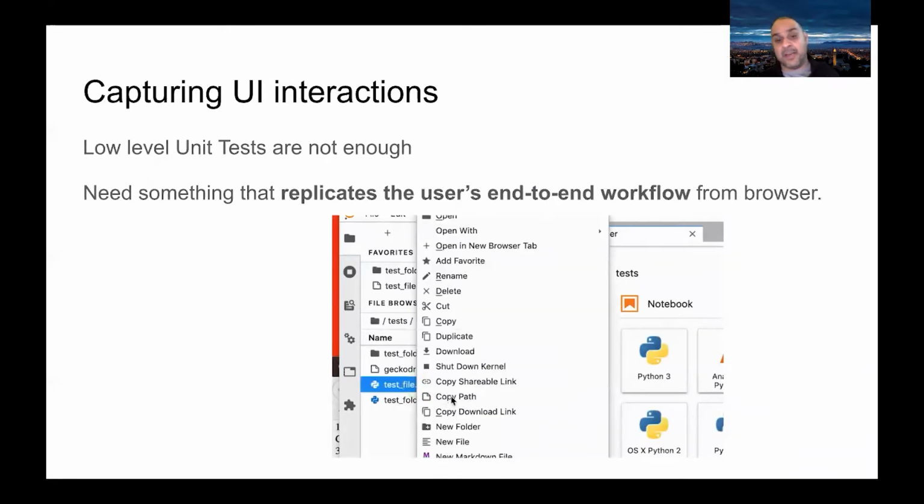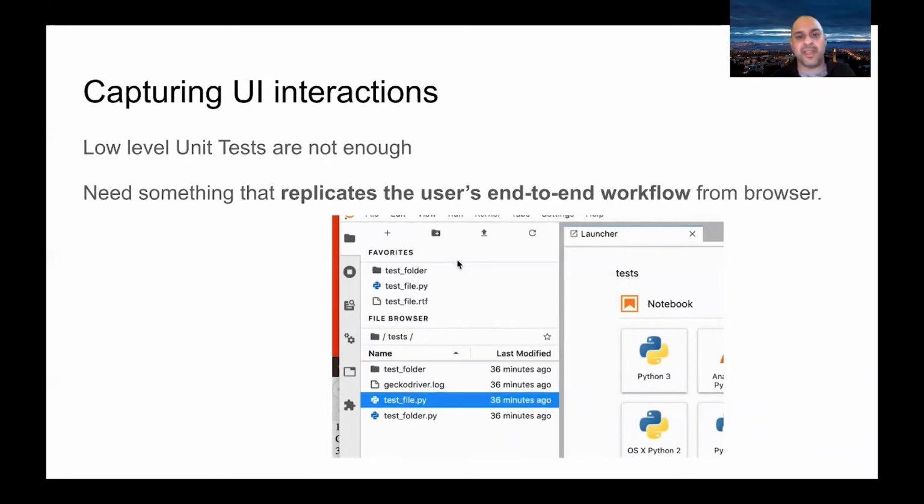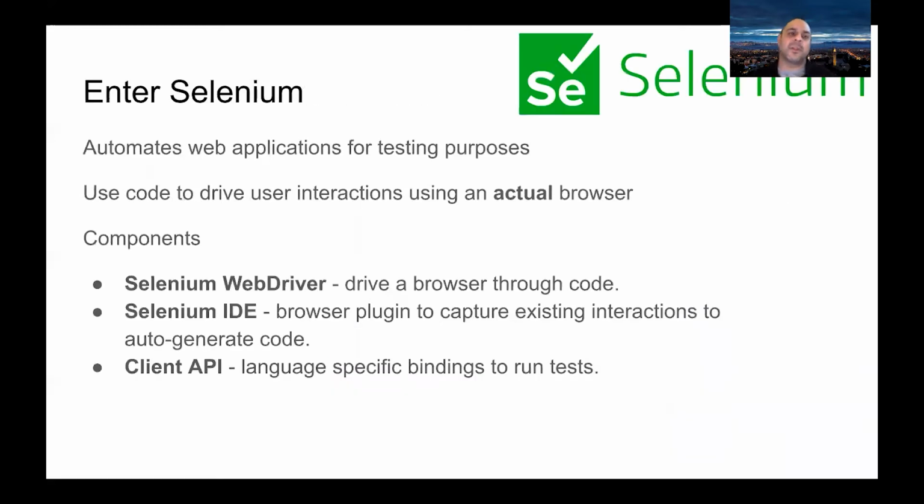So here's an example of the extension in action where we're adding a favorite, and then we want to make sure that this actually goes into the menu. And so we want to be able to replicate this kind of functionality, make sure this thing does something reasonable in an end-to-end sense from the user's browser. So this is where Selenium is really handy.